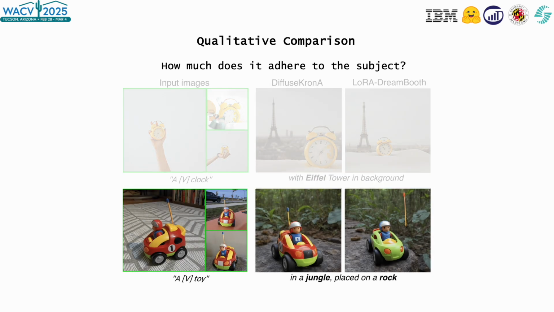Next, consider the prompt, a toy in a jungle placed on a rock. DiffuseKronA excels in embedding the toy naturally into the jungle setting while preserving its distinct characteristics, such as the red color of the car. The toy remains recognizable and true to the input image, showcasing DiffuseKronA's superior adherence to the subject.